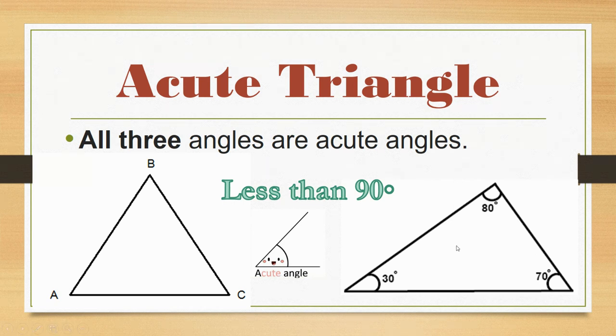So if you look at the second triangle, it already gave you the measurements. And as you can see, each angle is already less than 90. So that tells you this is acute. 80 less than 90, acute. 70 less than 90, acute. So because this triangle has all three acute angles, we can only call it an acute triangle.